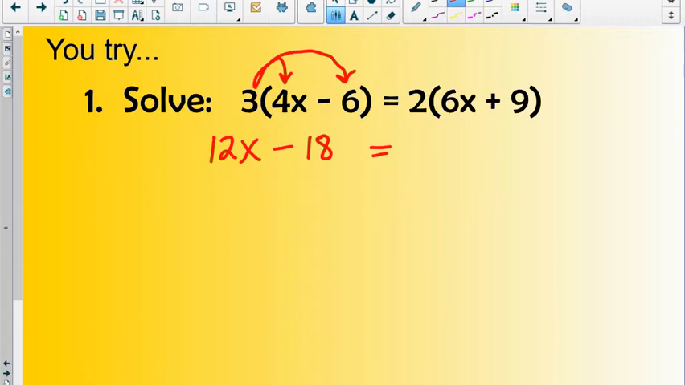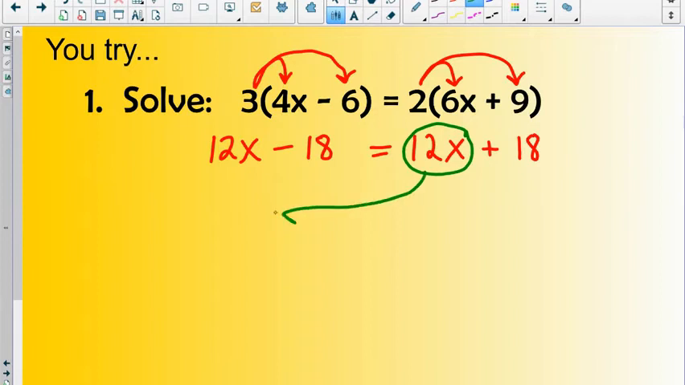On the right-hand side, we would also distribute, but this time we're distributing the 2. 2 times 6x is 12x, and 2 times 9 is 18. So if we take a look at what we have there, 12x minus 18 equals 12x plus 18, we notice they're different. Our next step in the two-sided equation is to try to move the variables to the same side. Just to be consistent, I'm going to go ahead and try to move this 12x to the left. Because that 12x is a positive value, to move it, I'm going to subtract 12x, just like we did last week.